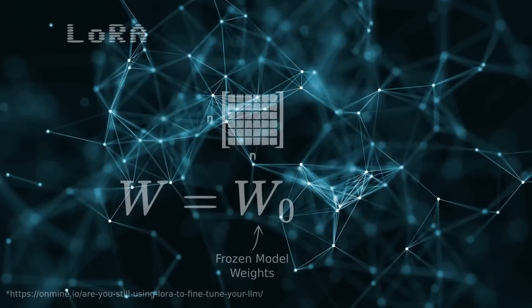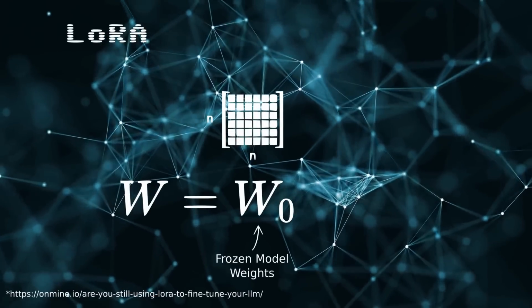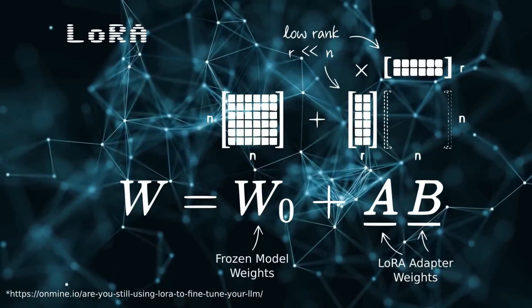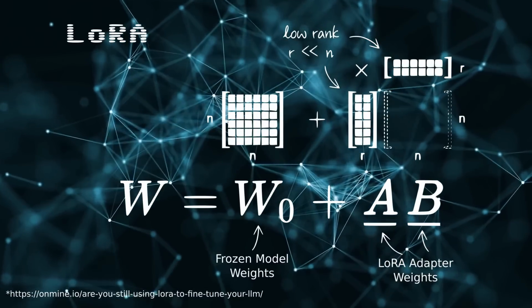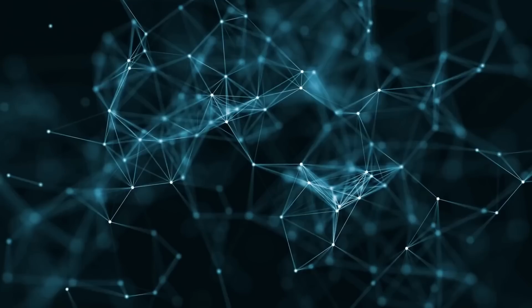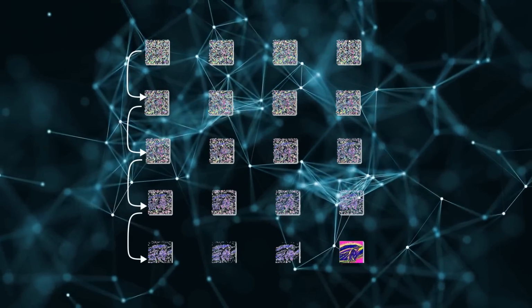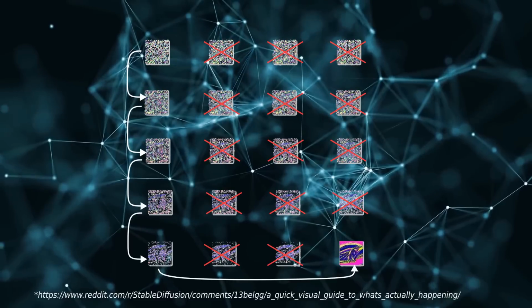The Lightning LoRA adapters modify this process. They add extra trainable parameters on top of the base model, and these parameters have been trained so that the model can reach a good result in just 8 or even 4 steps. And that's why they are much faster. The base model is totally unchanged, but the adapters steer the denoising process to converge in fewer iterations.